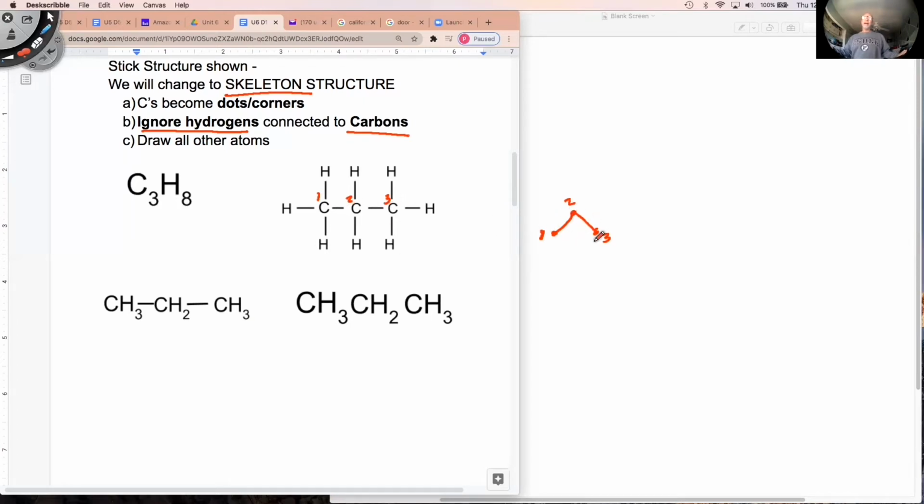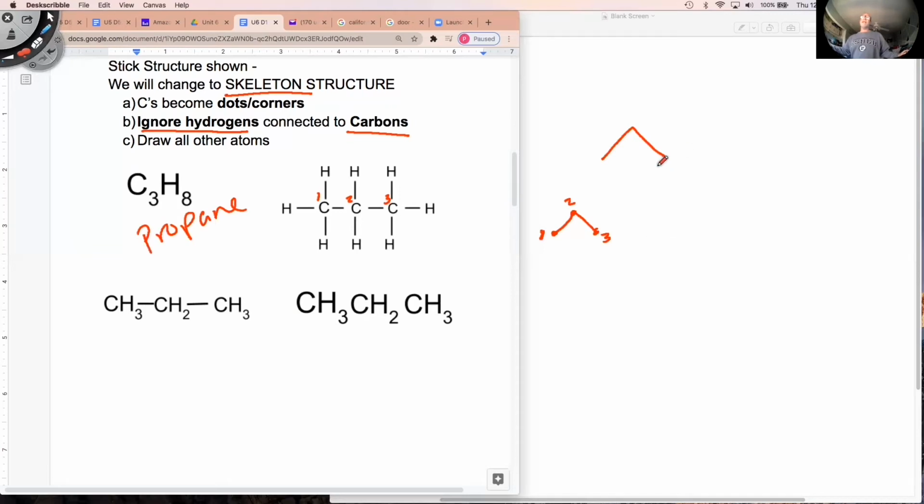This right here is propane. The name of this is propane. All of these are propane. They all have 3 carbons, they all have 8 hydrogens. You can draw this one right here by going like that. Boom, that's the chemical skeleton structure for propane.